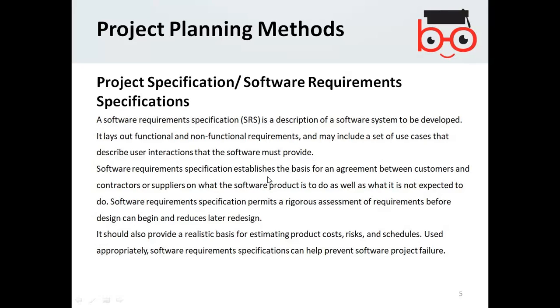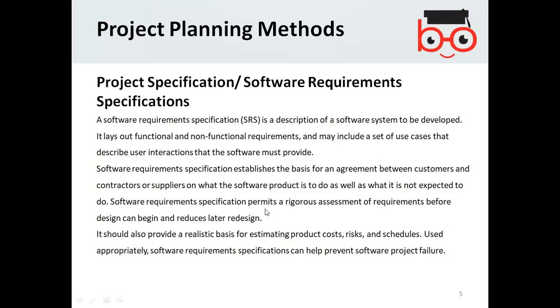Software requirement specifications establish the basis for an agreement between the customer and the contractors or suppliers on what the software product is to do, as well as what it is not expected to do. So whatever the specification, requirement, or functionality is needed for the software, it is an agreement between the customer and the developer of the software, which will explain what will be included and what will not be included in the software.